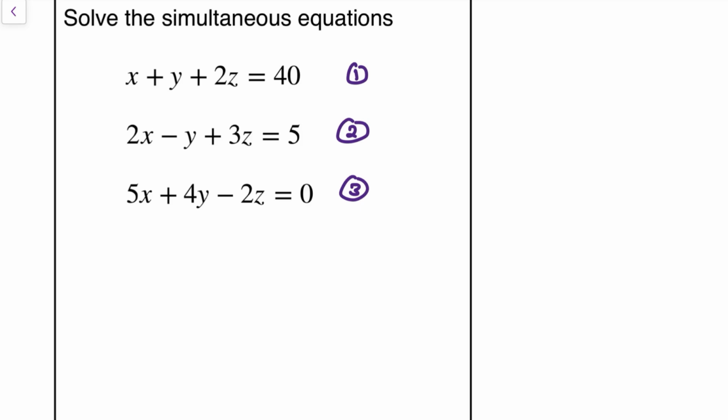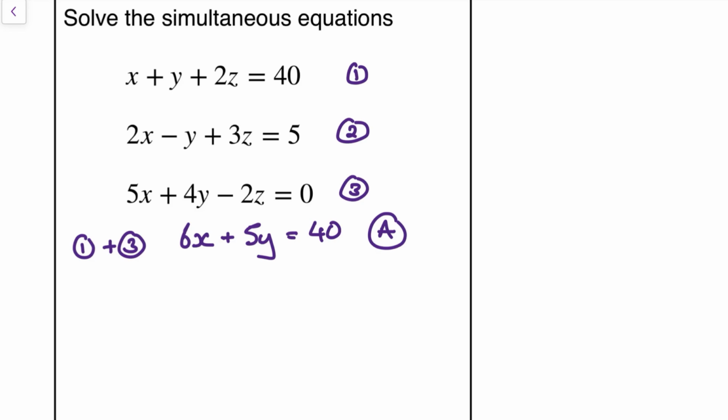I would notice that 1 and 3 eliminate my z's, so that's probably where I'm going to start. So let's just do 1 plus 3. And then I've got x plus 5x, which is 6x. y plus 4y, which is going to give me 5y, and 2z minus 2z goes away, which leaves me with 40. And I'm going to call that equation A, just because I'm then dealing with the two-term equations, if you like.